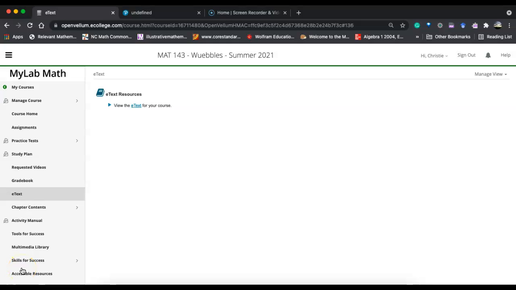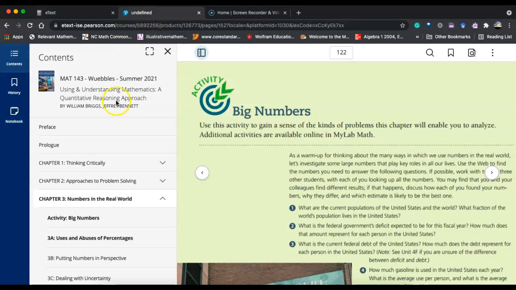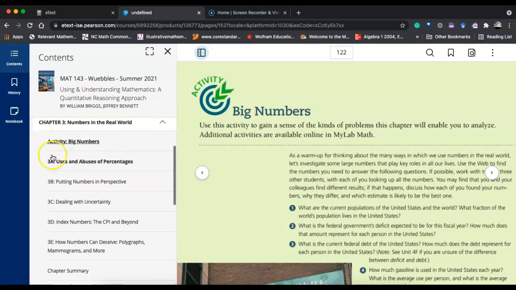As you begin your study of Chapter 3 this week, I want to remind you to come over here and click on eText to access the eText for our course. Once that window opens, remember you can come over here to the table of contents to quickly get to Section 3A. This week, you're only looking at these three sections, 3A, B, and C.